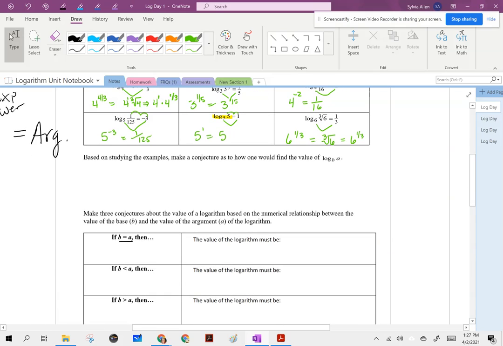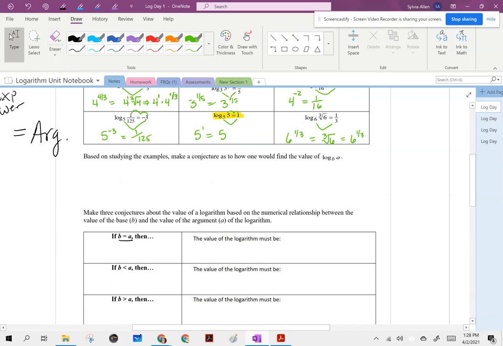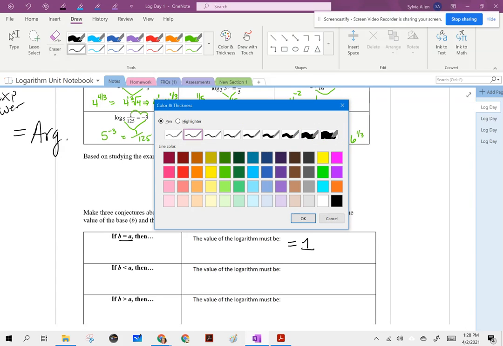Okay, so what do you notice in this particular problem right here? That when you have the base and the argument as the same, then the value of the logarithm must be equal to 1. All right, now let's go and look into the other circumstances here.